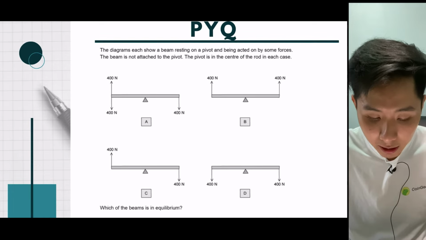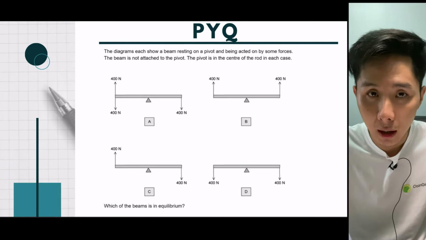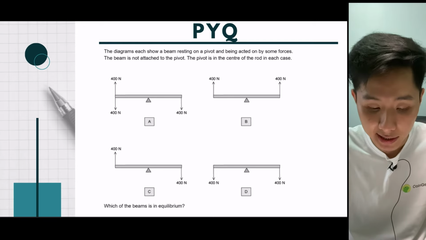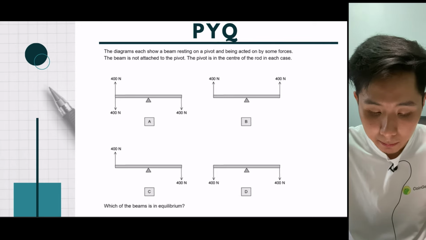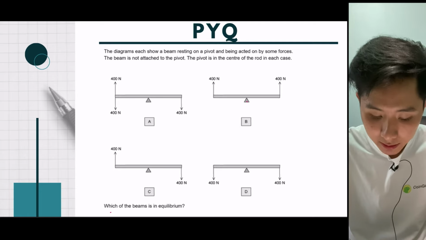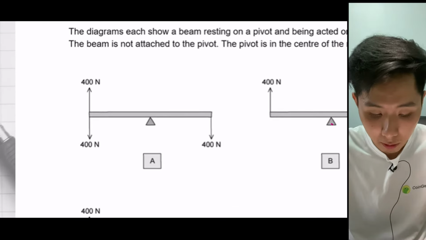Fourth question, the diagram each. By the way, I'm showing the past two questions so that you can apply what you learned to solving questions that are required by IGCSE. Okay, let's continue. The diagram each shows a beam resting on a pivot, and the pivot is the center. Which of the beams is in equilibrium? Again, we have to investigate one by one.